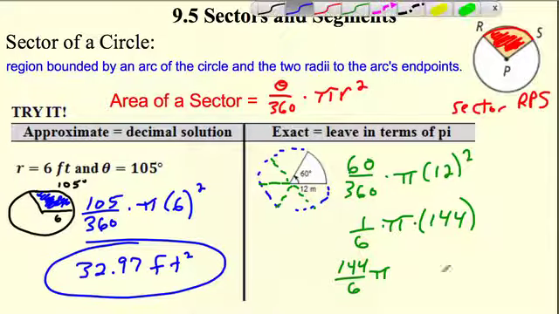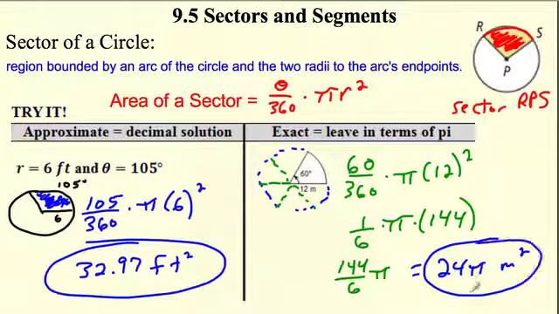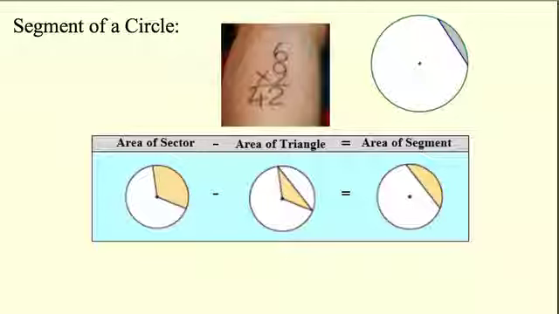That is 24 pi, so that is the exact value. 24 pi meters squared would be the perfect answer. This is a pretty good approximation though, so we're going to do both of these. That's how you find the area of the sector. Awesome, halfway done. Let's move on.